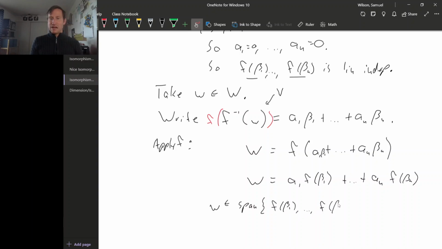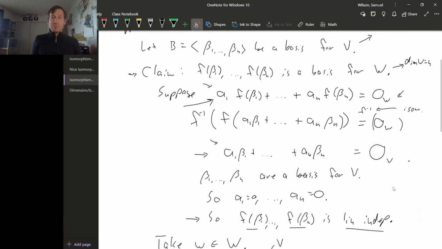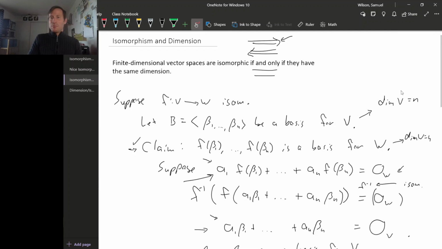All right, so now we know, we figured out first that f beta 1 through f beta n is linearly independent. Now we know that they span W, and so that means they're a basis for W. So that proves this claim. We have a basis, and that means that both of these vector spaces have dimension n, and so if we have isomorphic spaces, then they have the same dimension.